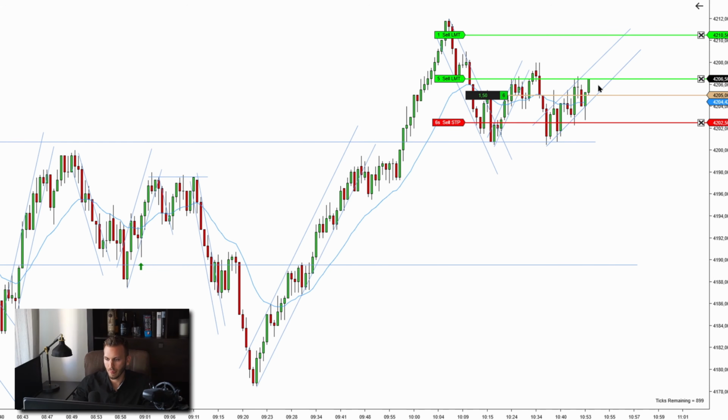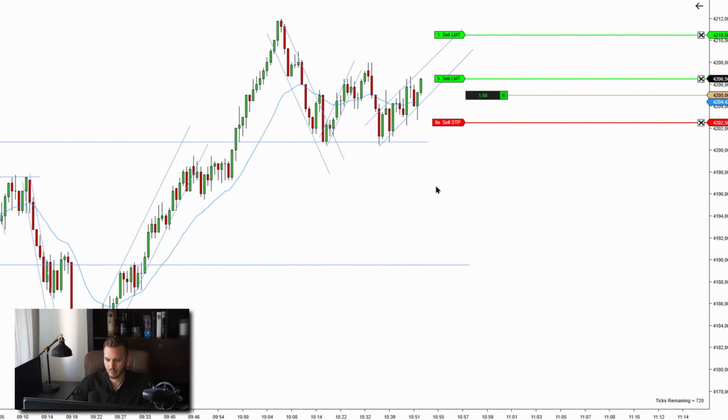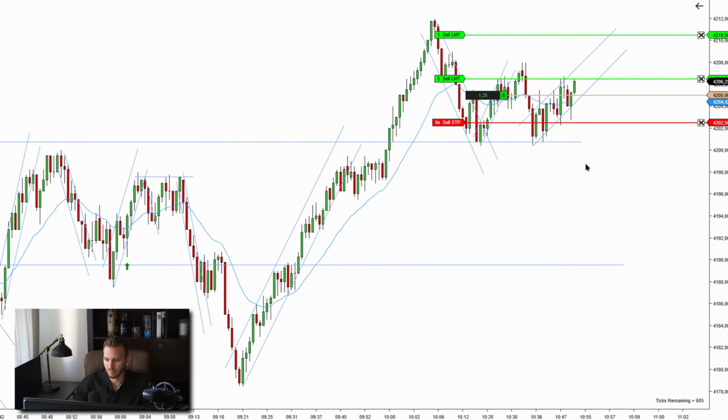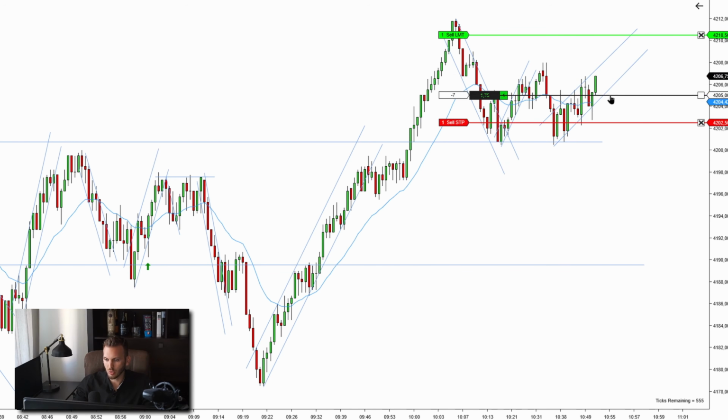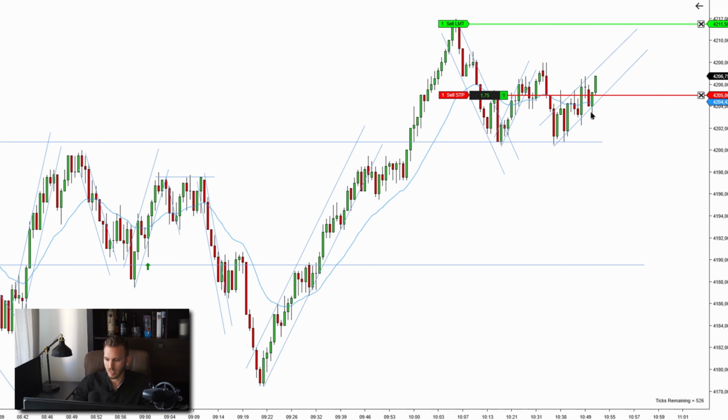Come on. Come on. Just one more tick. We finally managed to get the tick higher. So you guys can see the high low confirmation of the failed second entry short.